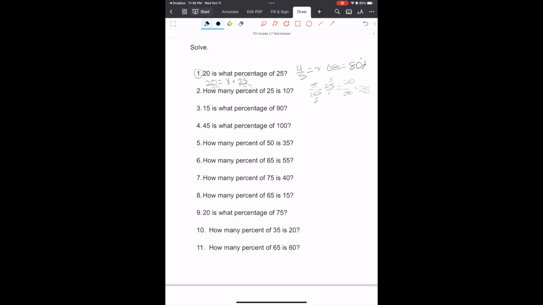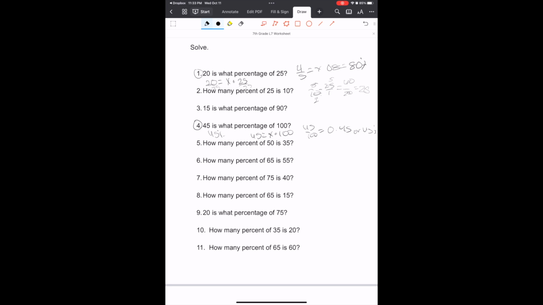And then now we could do number 4. So 45 is what percentage of 100? Well, we know 45 is 45%, because 45 is equal to x times 100, and 45 over 100 is equal to 0.45, or 45%.